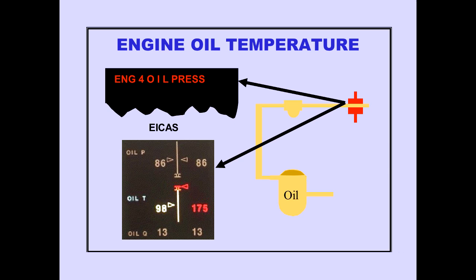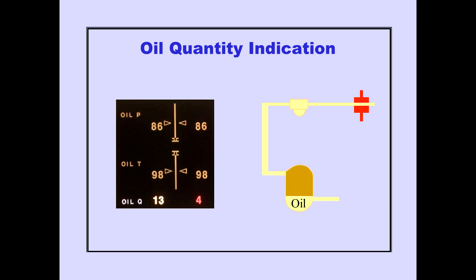The ICAS advisory message, engine oil temperature, is displayed when an engine's oil temperature reaches the operating limit. All oil indications are automatically displayed when oil temperature increases out of the normal operating range. The oil quantity indication turns magenta when low quantity occurs or excessive consumption is detected. All oil indications are automatically displayed when either condition occurs. There is no ICAS message associated with oil quantity.